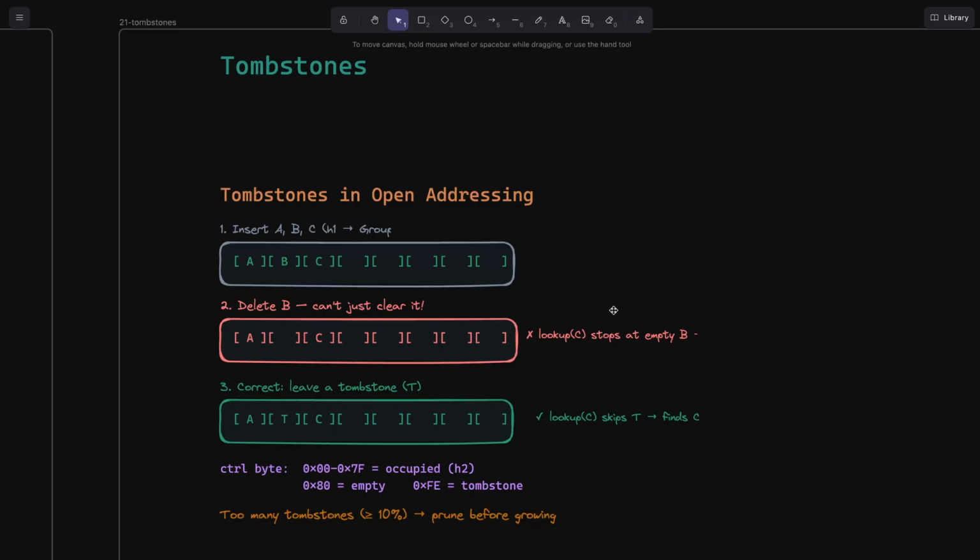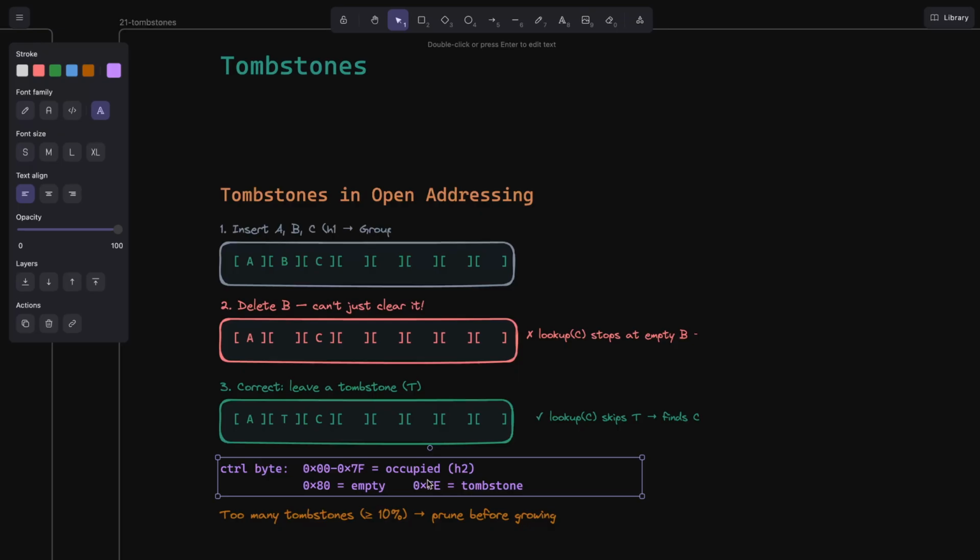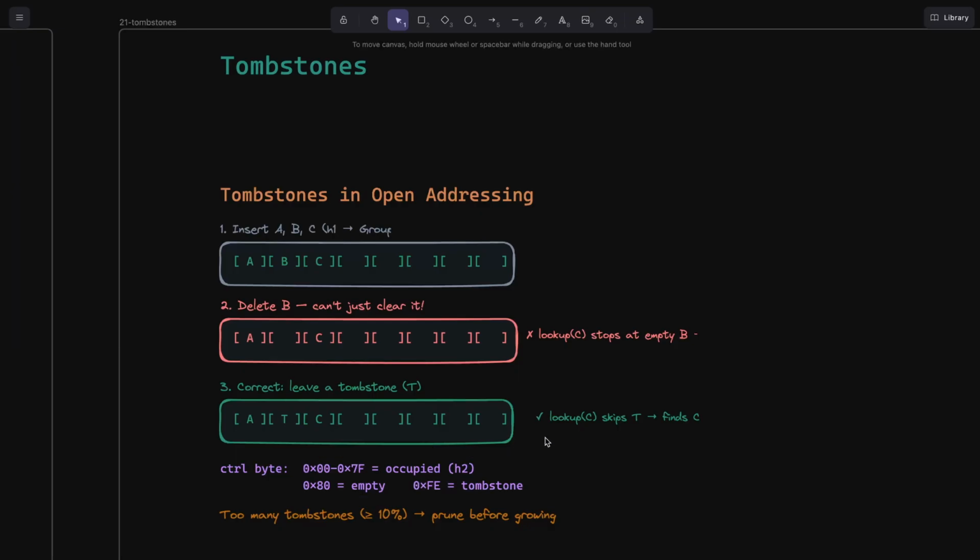And the fix is a tombstone. Instead of marking the slot empty, you mark it with a special value called FE that says something was deleted here, but keep looking. Lookups keep going past it, and new inserts are allowed to reuse it. The downside is that tombstones pile up in maps with lots of churn, wasting space and slowing probes, so Go periodically cleans them. This bookkeeping is exactly why in the benchmarks, deletion is the one operation that actually got a bit slower, an honest trade-off.